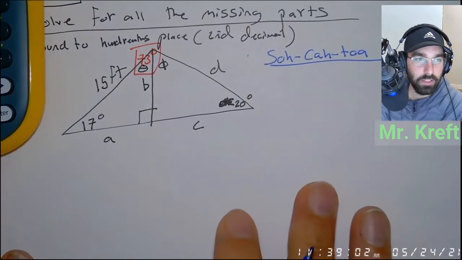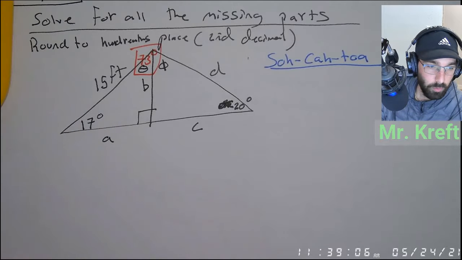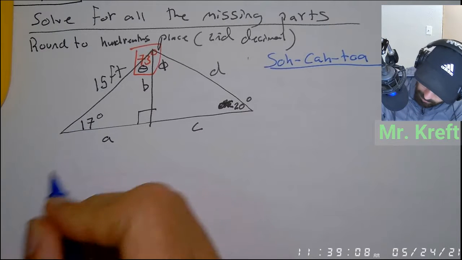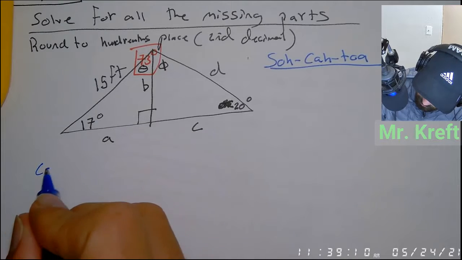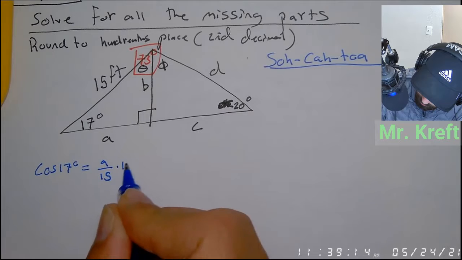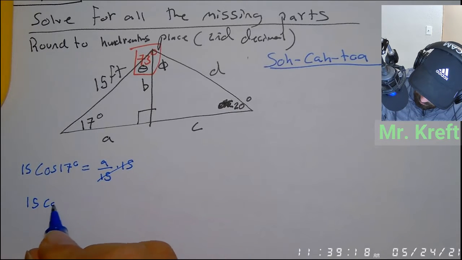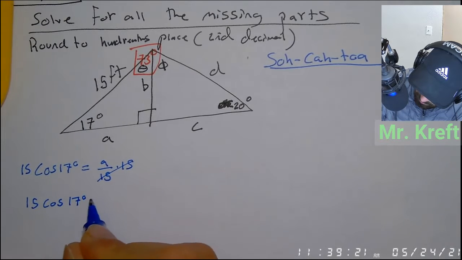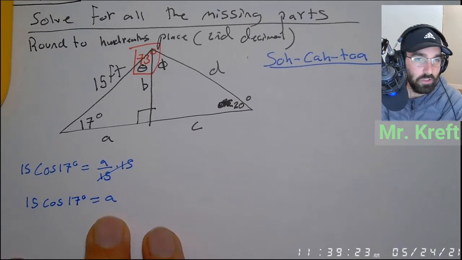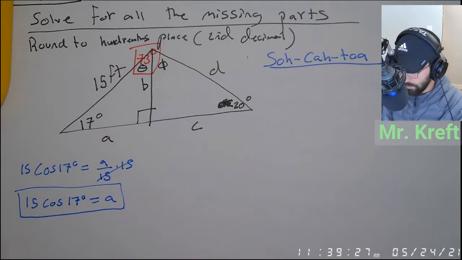I'm going to go through this a little bit more quickly because we have been working on this for a while. So I'm going to have cosine of 17 degrees equals A over 15. So if I multiply by 15, I get 15 cosine of 17 equals A. And I'm just going to go ahead and leave it as the exact answer for right now.